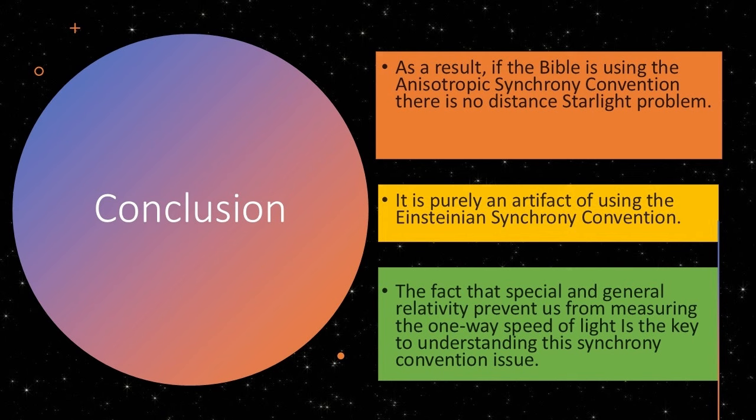The fact that special and general relativity prevent us from measuring the one-way speed of light is the key to understanding this synchrony convention issue.